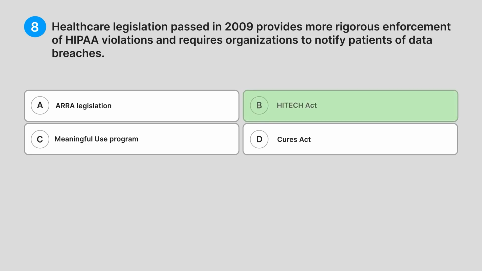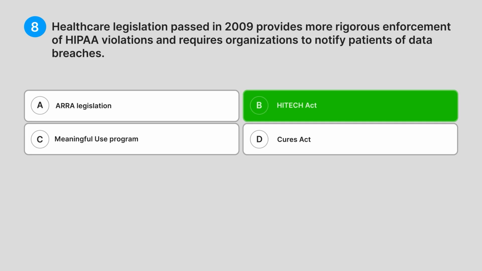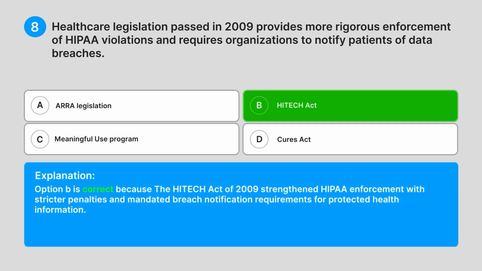Correct answer: B. HITECH Act. Explanation. Option B is correct because the HITECH Act of 2009 strengthened HIPAA enforcement with stricter penalties and mandated breach notification requirements for protected health information.